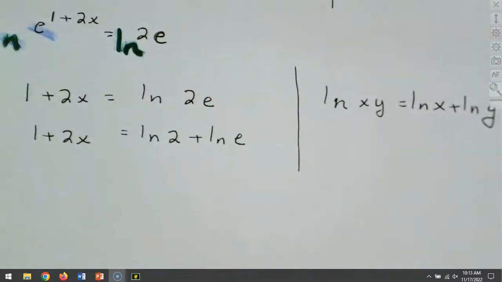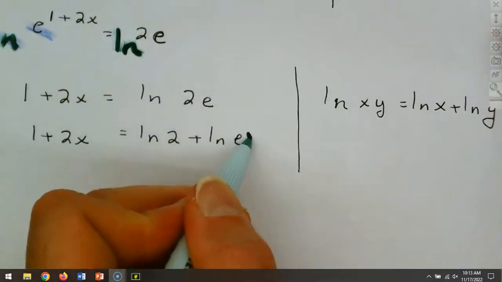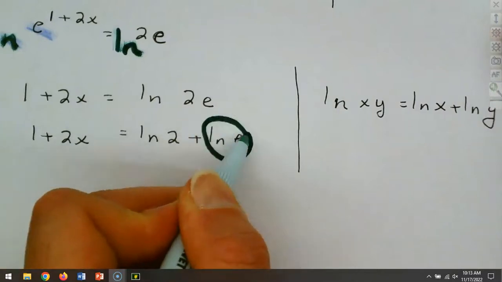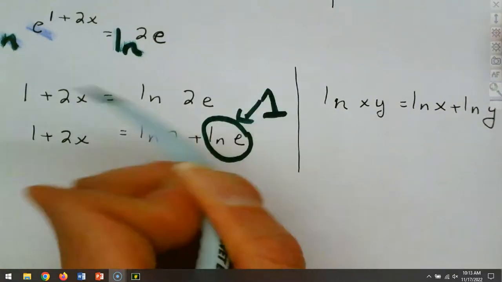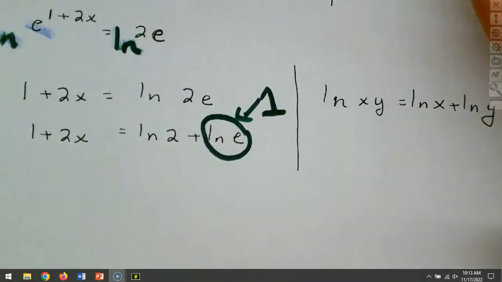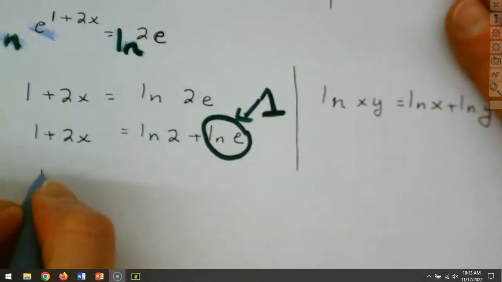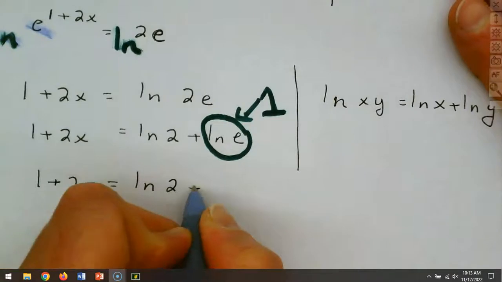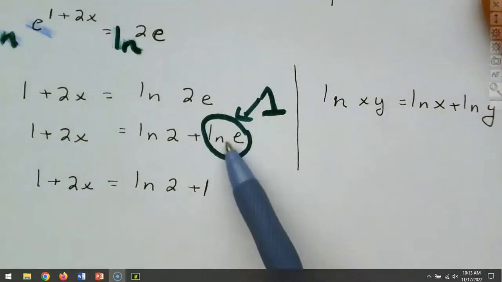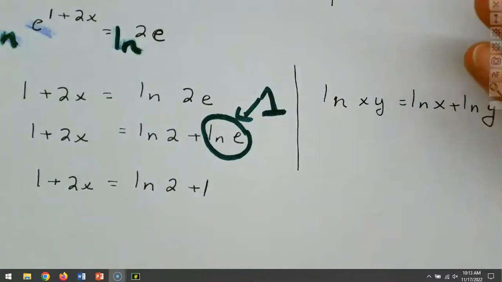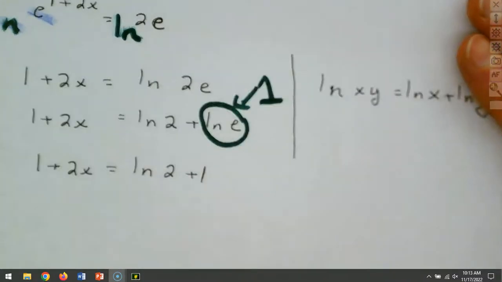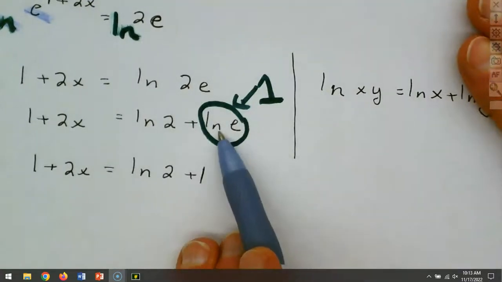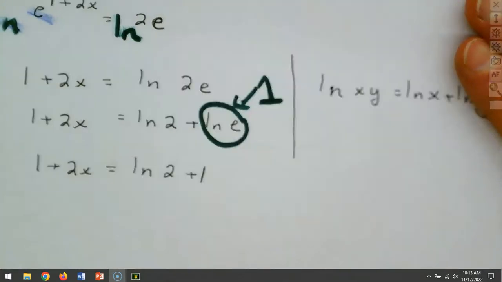And why did I do that? Well, the natural log of e, these actually have the same base, and that gives 1. So that gives me 1 plus 2x equals the natural log of 2 plus 1. Because natural log of e is always going to be 1. Just like log base 10 of 10 is 1. Log base 3 of 3 is 1. Okay, if the bases are the same, and this is log base e, natural log and e, they cancel. That leaves you with a 1. Now we can finish it.